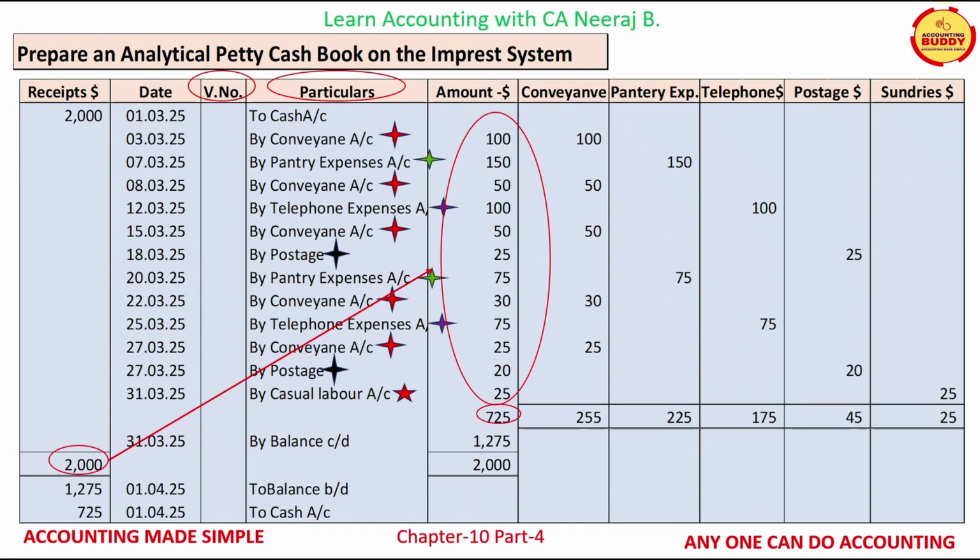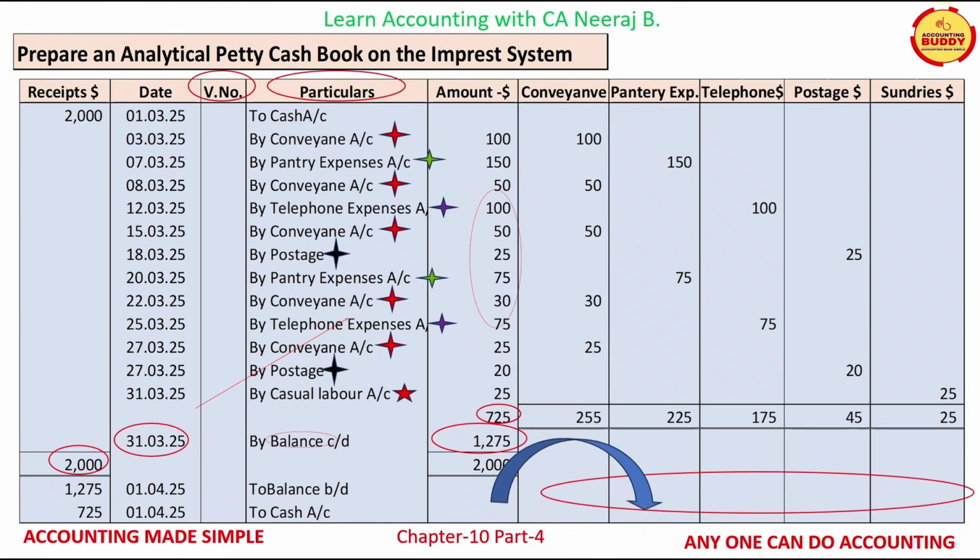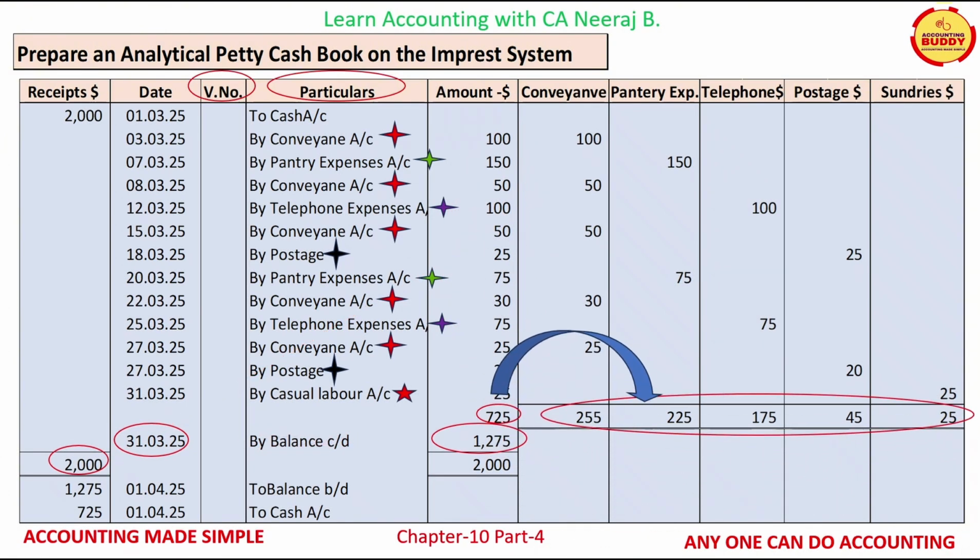Now, if we deduct from the total receipts of $2,000 all the petty cash payments of $725, we are left with a petty cash balance of $1,275, which will be written under the amount column by writing the words "by balance carried down" on 31st March 25. Please note that the total payments under each expense head will be equal to the total of all the payments recorded under the amount column. By following this process, the total of the receipt column and the total of the payment column will be equal and the petty cash book is said to be balanced.